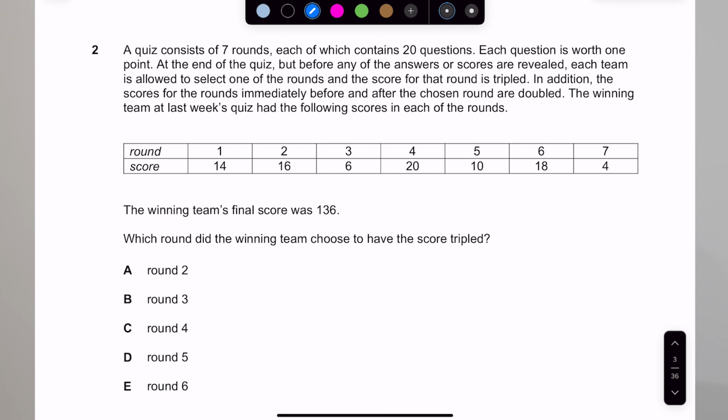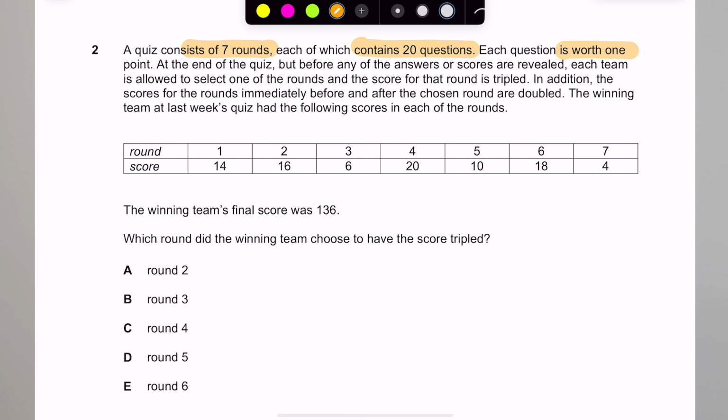All right, guys, so we are moving on here to a problem-solving question. So we'll read through it first and then figure out what we're dealing with before we figure out how to solve it. So we've got a quiz consisting of 7 rounds. Let me just switch to a highlighter. 7 rounds, 20 questions, each question worth 1 point at the end of the quiz.